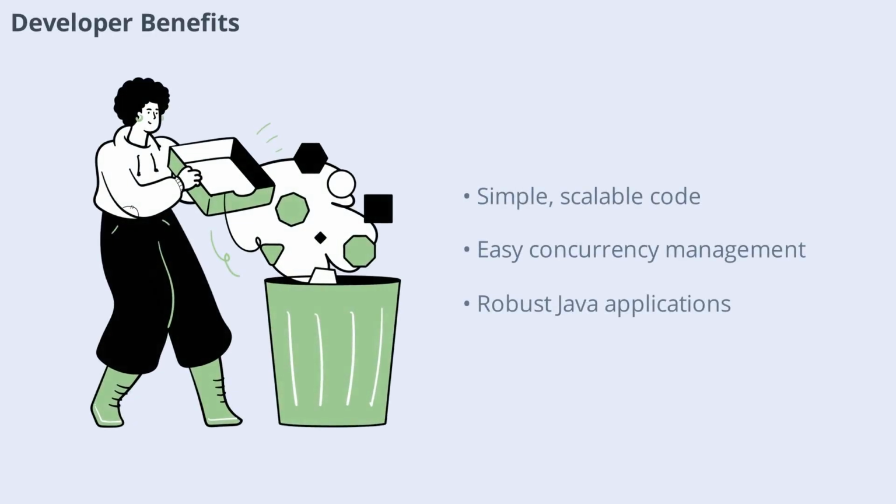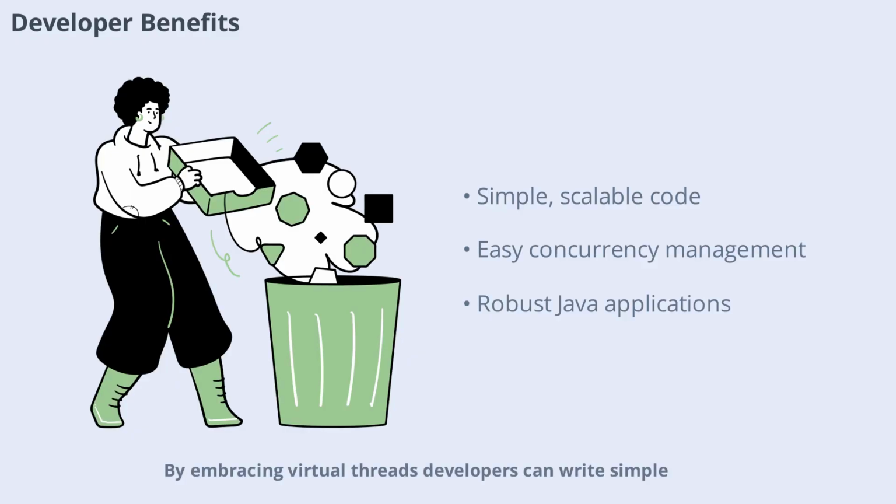By embracing virtual threads, developers can write simple, blocking-style code that scales to millions of concurrent operations. This approach combines the best of both worlds, easy-to-understand code and high scalability. Virtual threads simplify concurrency management, making Java applications more robust and performant.